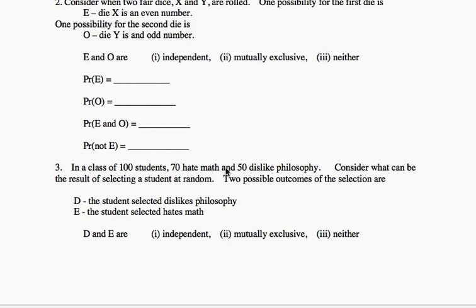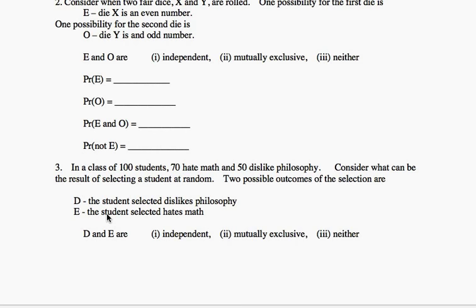But we just talked about this. There's overlap, because 70 and 50 adds up to 120, and there's only 100 students. There's overlap between some who fall into both categories. So mutually exclusive does not hold. They're not disjoint. They're not separated out. So 2 is gone. So now the question is, are they independent?